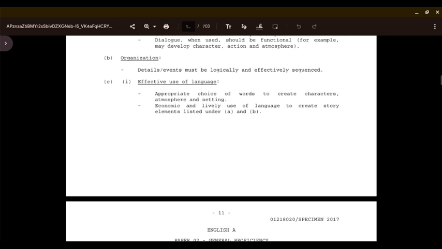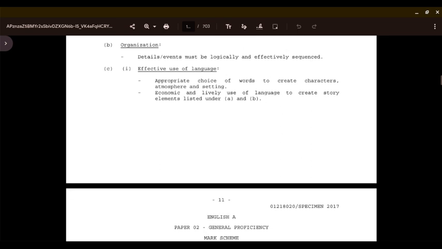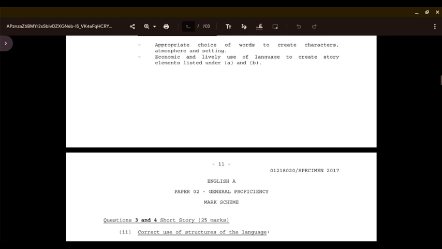So this one is slightly different, because when we're doing short stories, we don't need to use plain, boring words. I'm not telling you make up words, please don't, but we want some more emotion. So a lot of people think, this is where I pull out my full vocabulary. No, this is where you pull out the words that are appropriate to the situation and the setting, right? So economic and lively use of language to create story elements listed under A and B, right? So they must show your language, must showcase your events, and they must showcase your character.